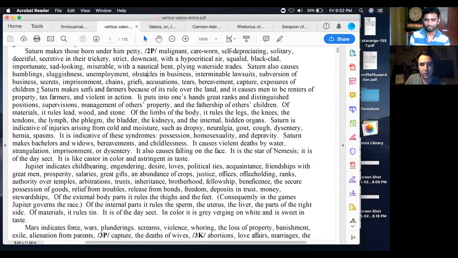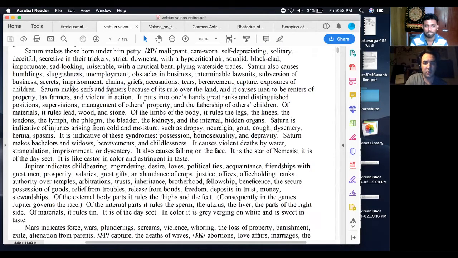So yeah, continuing on, Saturn makes serfs and farmers because of its rule over land. This is a little different than Indian astrology, where Mars is typically the ruler of buildings and land. But Saturn, only land? Okay. I didn't know that. But yeah, Saturn in this tradition rules over lands and structures because they are old and endure and are very basic things, right? They're not solar basic things, but they are basic things of the earth, so to speak, or of material existence.